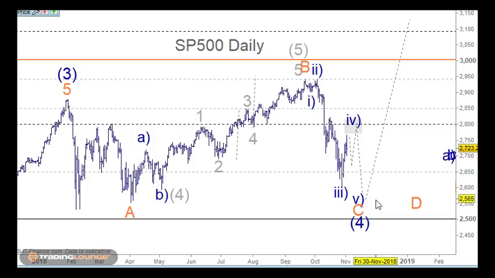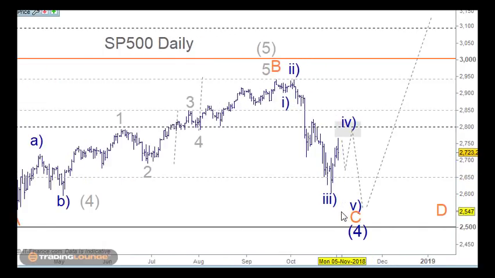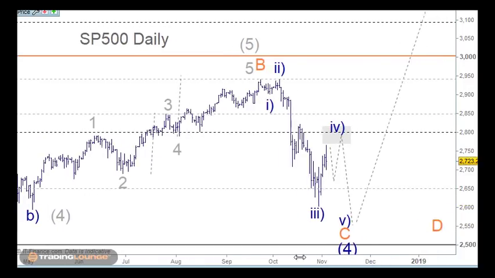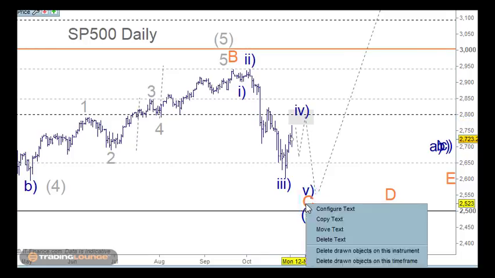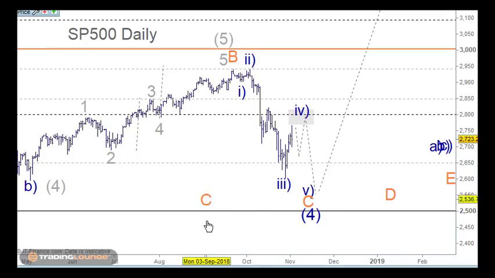It's just something that we need to work through. So the things that we need to work through now is that if this is 1 and 2 and 3 and 4 and 5 down to here, then that's fine. We're working through this ABC pattern here. The other point is that if this move down through here could be counted as an A wave to here, a B wave to here, and a C wave to here.